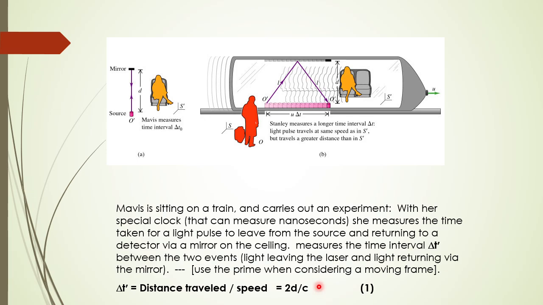Anyway, let's put what she measures into the algebra. So delta t prime, the time that Mavis measures, will be 2d over c.